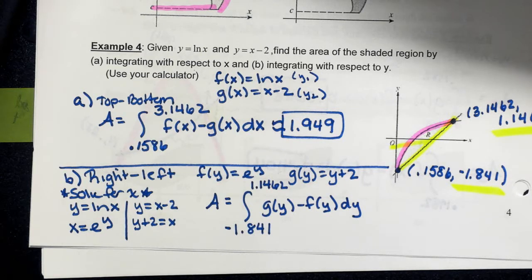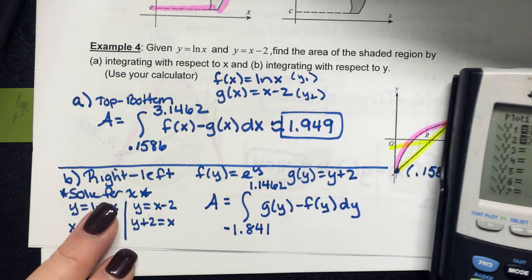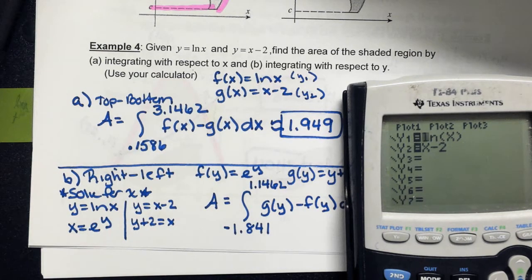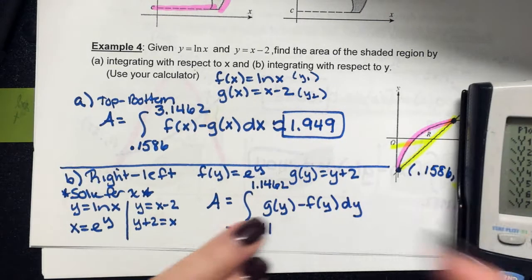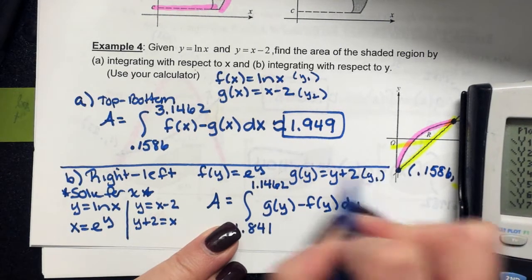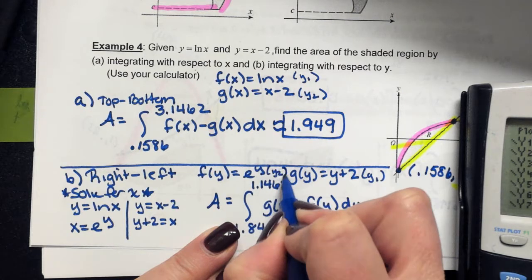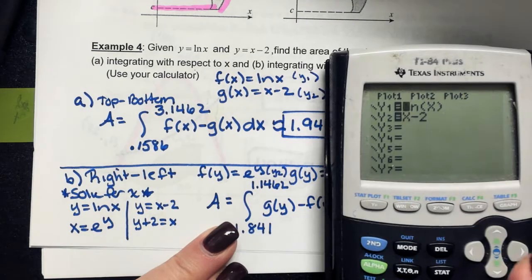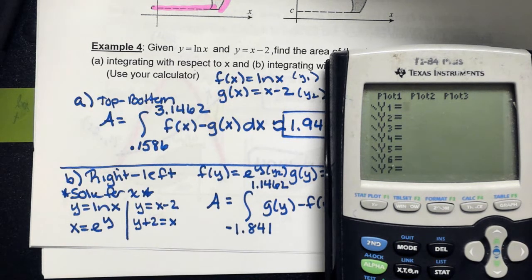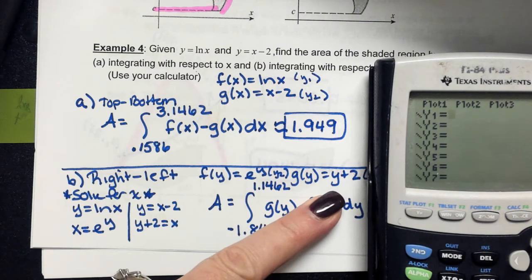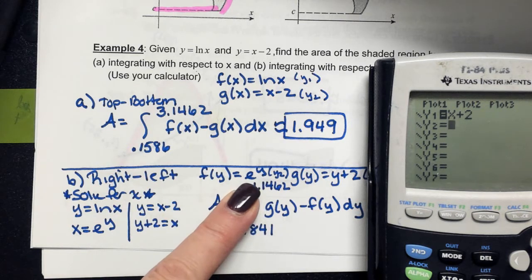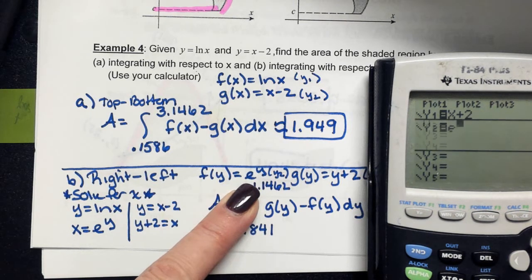Now you have to be careful. Remember, what you now need to do is go back to your calculator and reload these functions in. Again, g of y, I'm going to put under y1, and then f of y, I'm going to put under y2. Remember, when you're loading these on your y equals, it's just recognizing a variable, not just an x, not just a y. So g of y, I'm just going to load in as x plus 2. And then I'm going to load in under y2 that e to the x.